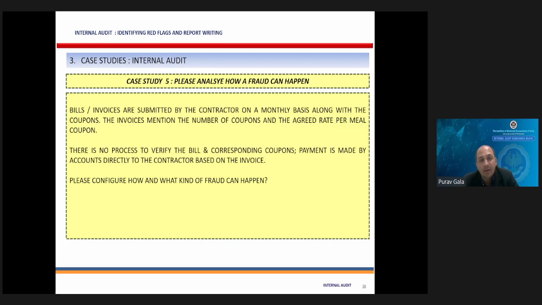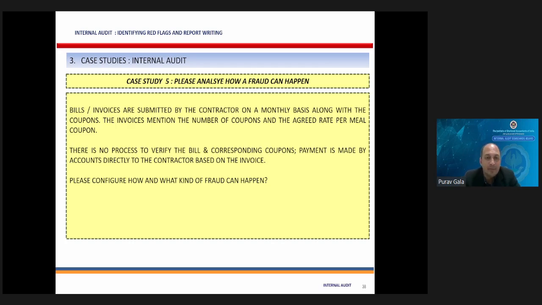Who says that? Pooja ma'am, Pooja Kulkarni. Contractor can issue invoice for higher number of coupons. How will you do that? Pooja, that is where I want the answer. How will you do it? Partly right again.